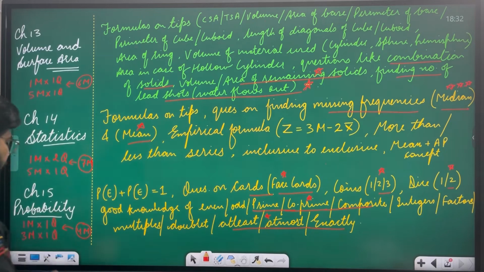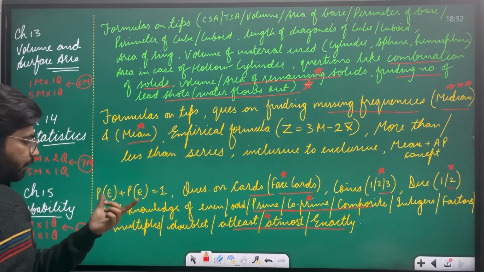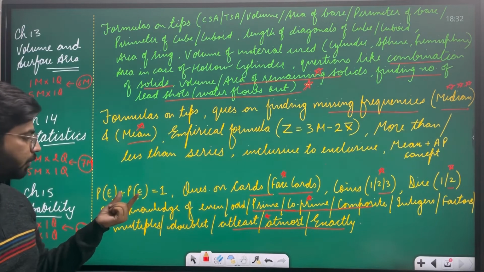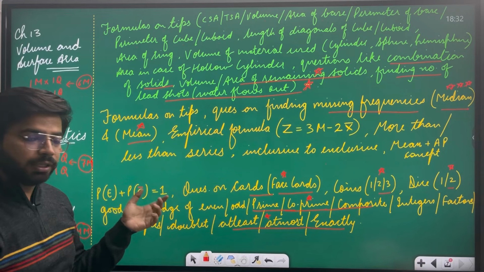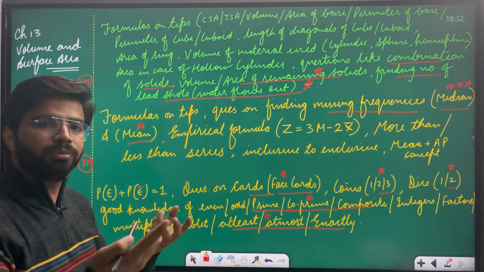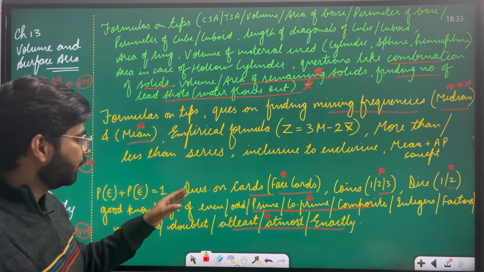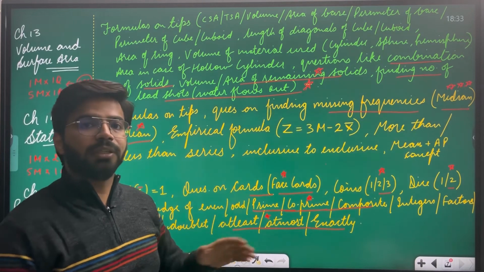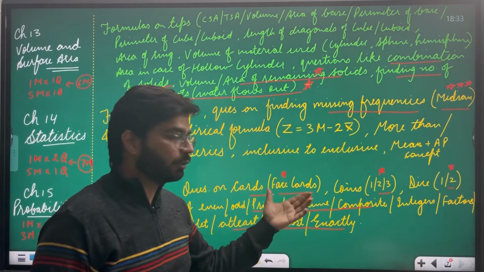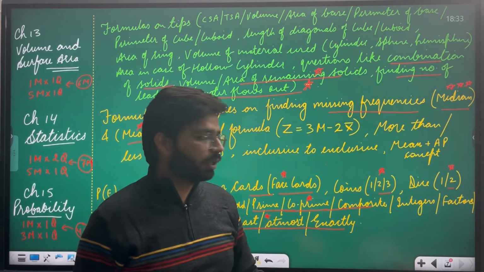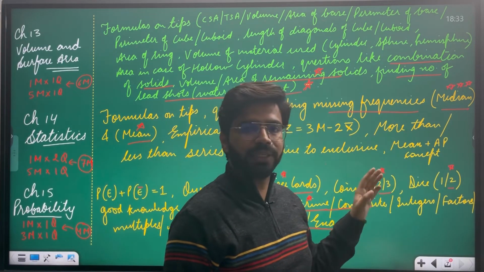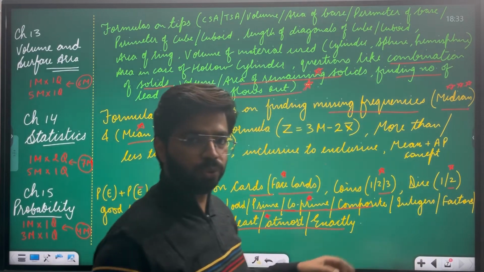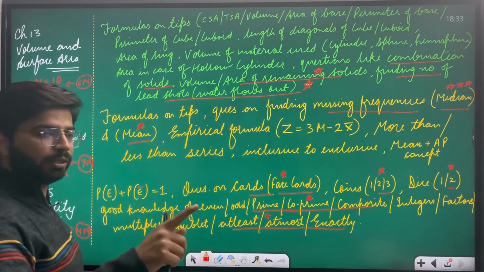So probability: 1 question of 1 mark and 1 question of 3 marks. It is quite clear. First of all, probability of an event plus probability of the event not happening is 1. So this formula should be known. That will obviously be for the 1 mark question. Then questions on cards. Yes, cards, 52 cards. Then questions on face cards are quite important. Then coins, it can be 1 coin, 2 or 3 coins, maximum 3 they can go. Then dice, 1 or 2 throws, or 2 dice thrown at once.